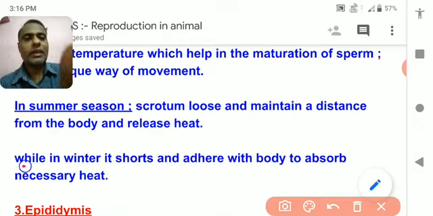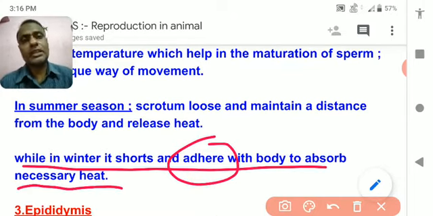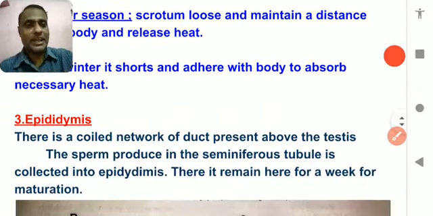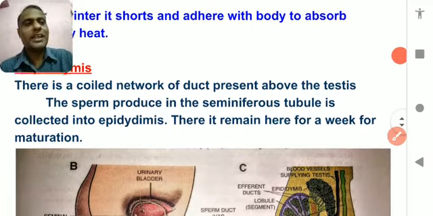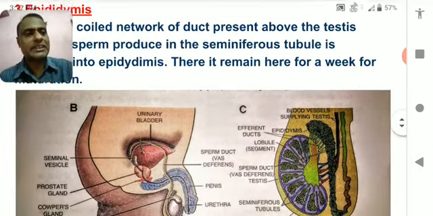See, in winter it shortens and adheres, meaning sticks, with the body to absorb the necessary heat. Hope you understood these things. Now we are going to study the epididymis. Although I have explained it, you can see the figure of the epididymis. This is the structure of the epididymis.